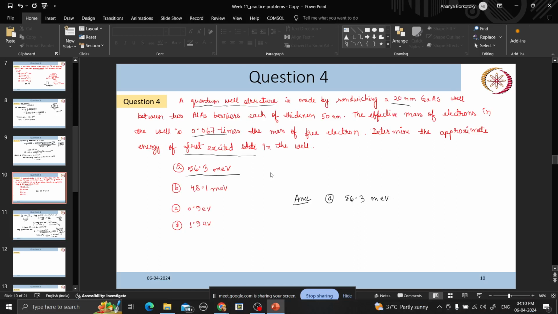I hope the question is clear. If you want, you can refer to any book or lecture notes to study the Schrodinger equation and the basic part here, that is the solution of the Schrodinger equation and how to apply the boundary conditions in a potential well. And then we can also study the transfer matrix method, that was also covered.